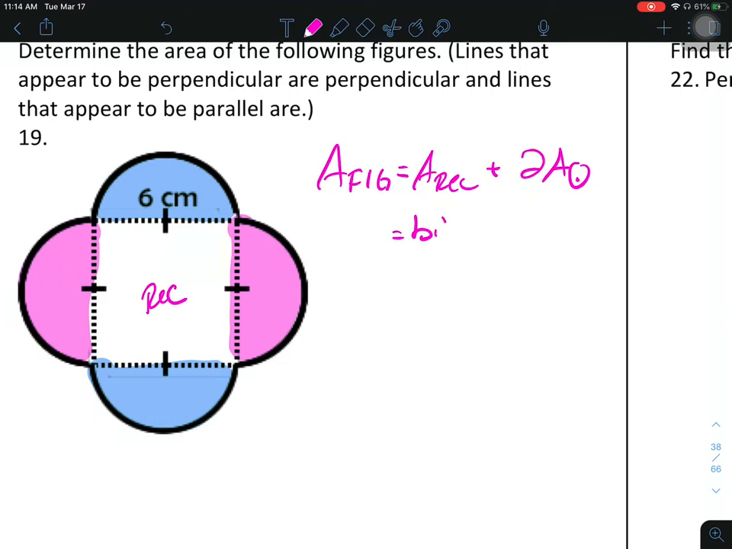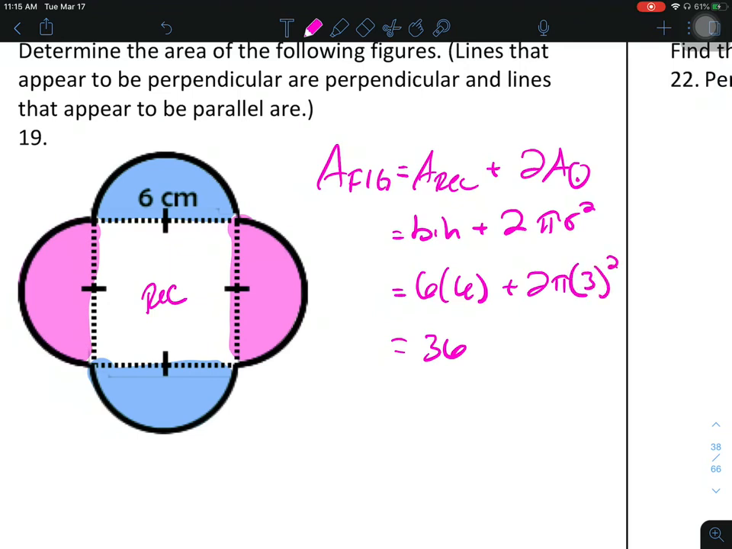Area of a rectangle is base times height. 2 times the area of a circle is 2 times pi r squared. This rectangle has dimensions of 6 by 6 because this is 6 and each of these are 1 dash, so they're all 6. So the rectangle is 36 square centimeters, and the diameter of the circle is 6, the radius is half of that, so that's 3. So that's 2 times pi times 9. I get 36 plus 18 pi, and the units are square centimeters.